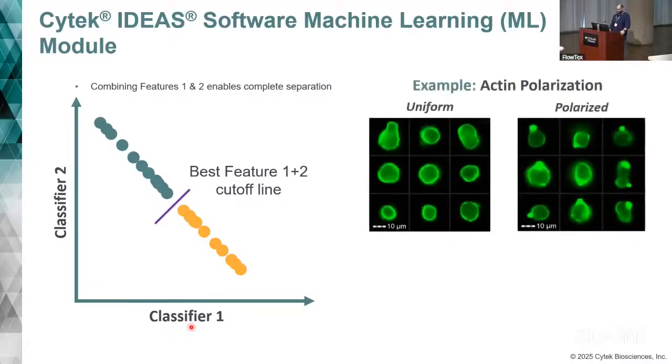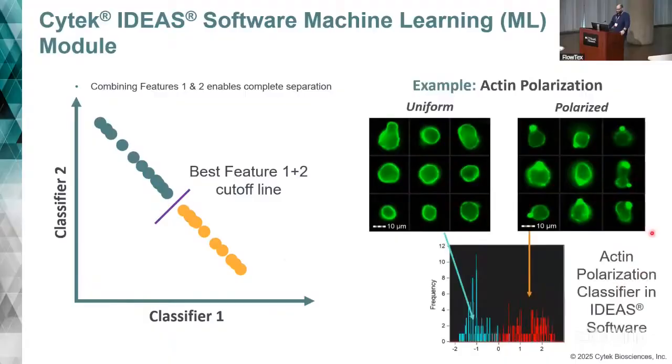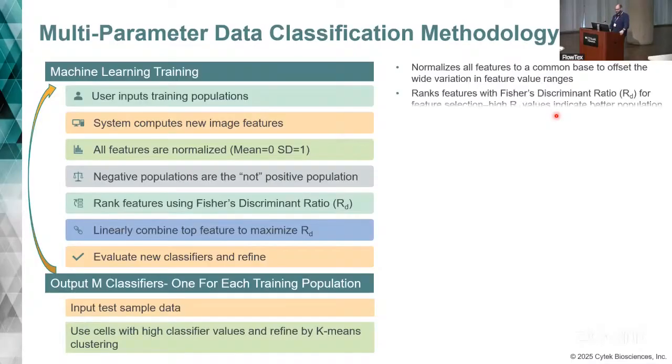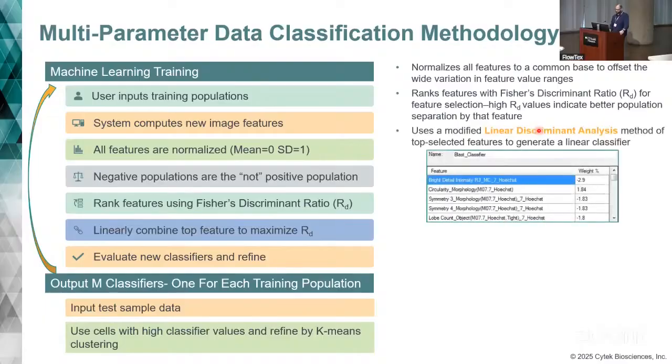And as an example here, we have actin polarization, right? And so this was a truth set, this was the truth set, and this is the classifier, and 0 becomes the pivot point, okay? And I explain a little bit more about how this works. So you have the input of the truth sets, you go through this process, and the features are normalized to a common base to offset the wide variation in feature value ranges, because some are just on different scales. So it normalizes them and then uses Fisher's discriminant ratio to indicate which population or which features are the best, right? And then it ranks them.